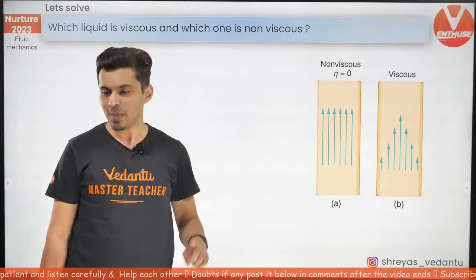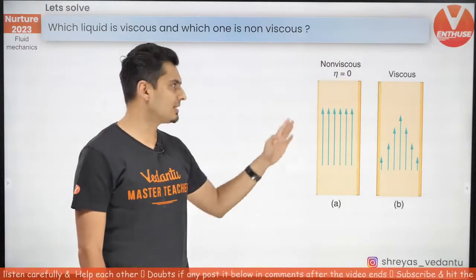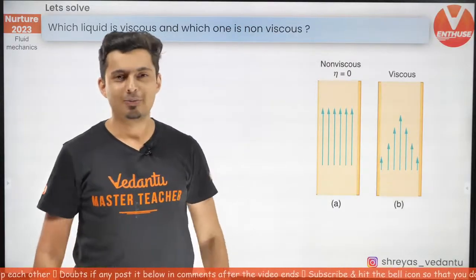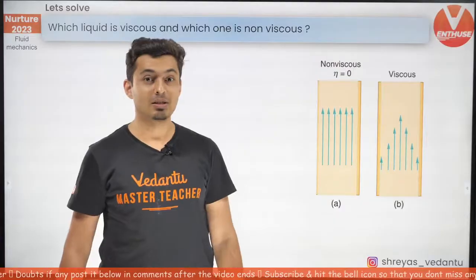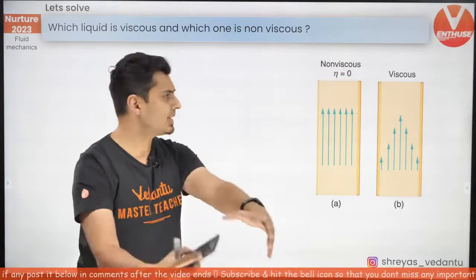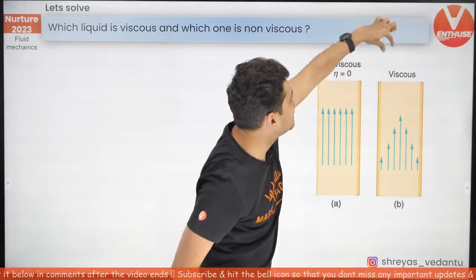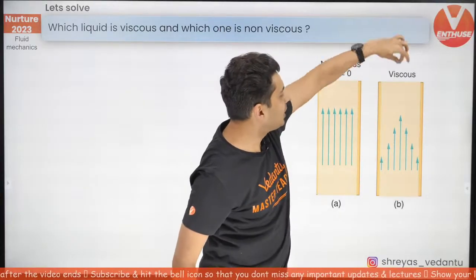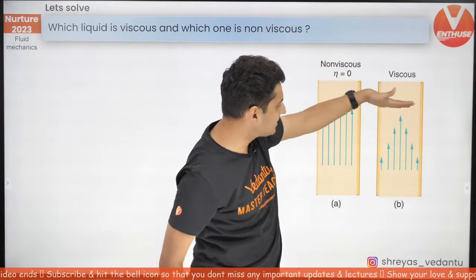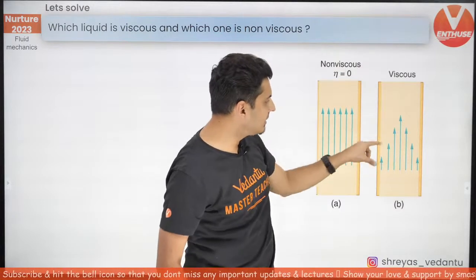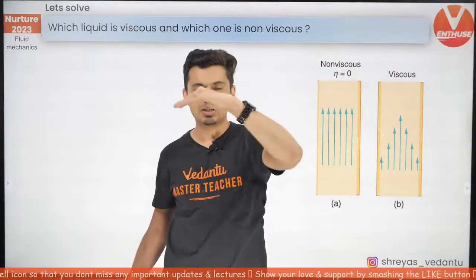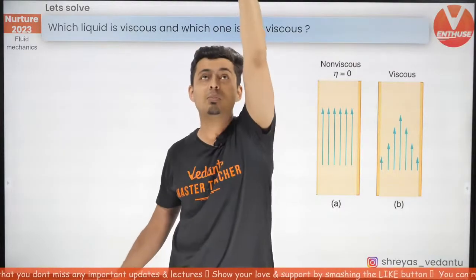Perfect. Yes, A is not viscous, B is viscous. This is how you can distinguish between viscous fluid and non-viscous fluid. If it is more viscous, then this gradient will be more. You are going to see that. It's going to extend. If it's less viscous, there will be hardly any difference between these arrow marks. They might just show a tiny bump. More viscous, the bump will increase.